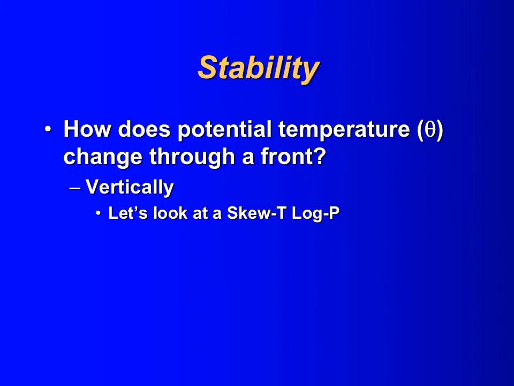The next thing we're going to look at is the potential temperature. How does potential temperature change with height? Remember, potential temperature is the temperature air would have if it were brought down dry adiabatically to 1,000 millibars. And we said that atmospheres that have potential temperature increasing with height are called statically stable atmospheres. Our atmosphere is typically statically stable with warmer potential temperature values up high and colder ones down low.